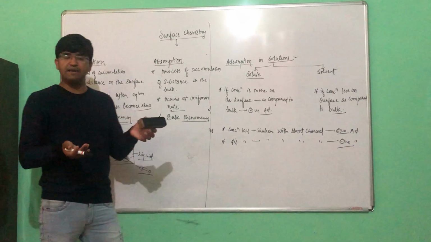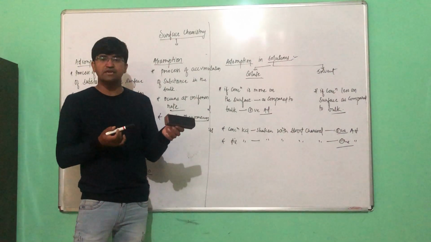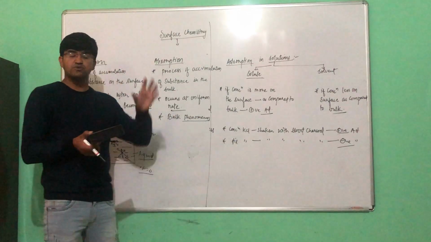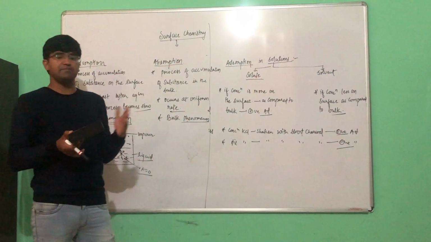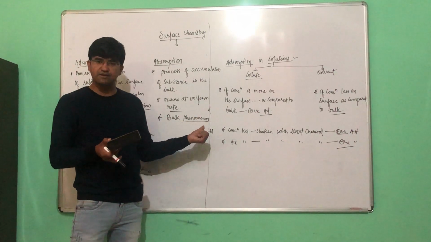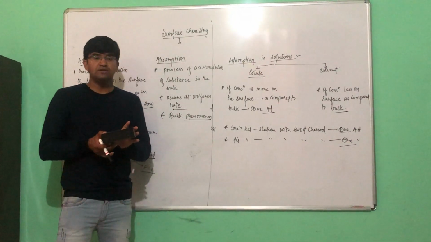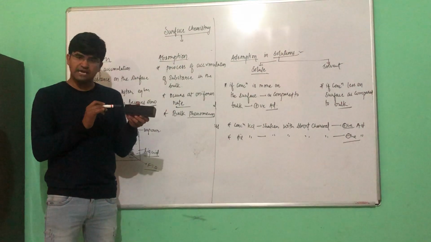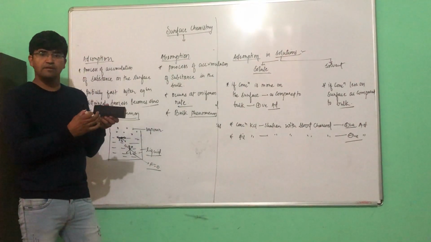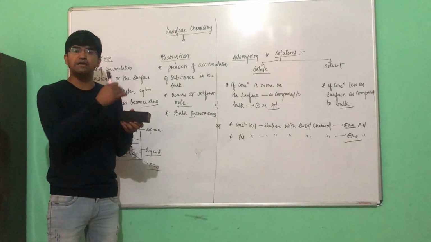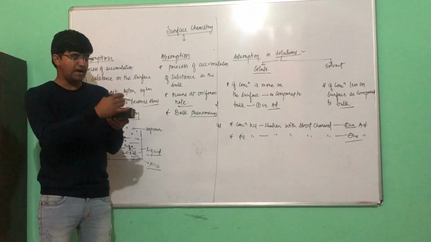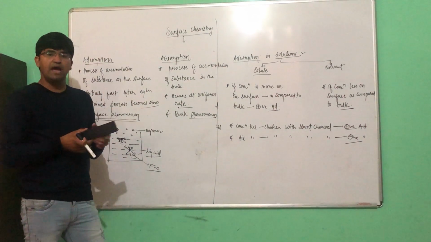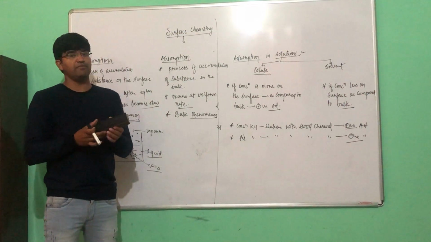Or by changing pressure, we can also change the concentration of the adsorbed substances. So that desorption process can be carried out either by change in pressure or by change in temperature. Now, absorption. Absorption means the process of accumulation of the substance in the bulk inside, and adsorption on the surface. So, adsorption is the surface phenomenon and absorption is a bulk phenomenon.